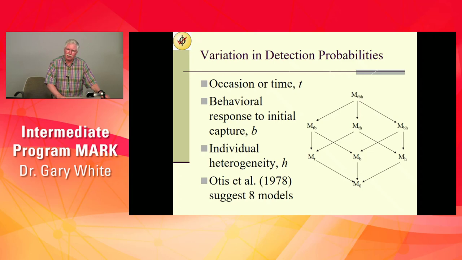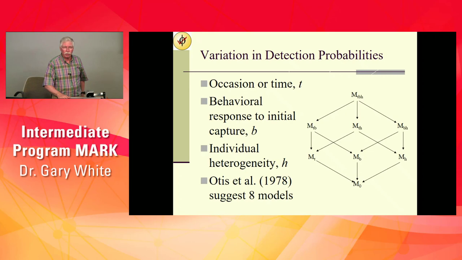The third thing, though, that kills us is the individual heterogeneity, h. That's where each animal has its own detection probability. There's this innate heterogeneity in this room. The other night when we went out to the brew pub, everybody drinks different kinds of beer, as an example. Some people didn't want beer. Other people wanted wine. You've got this innate taste. Well, animals are the same way, obviously. They have a heterogeneity there that we can't even really explain.